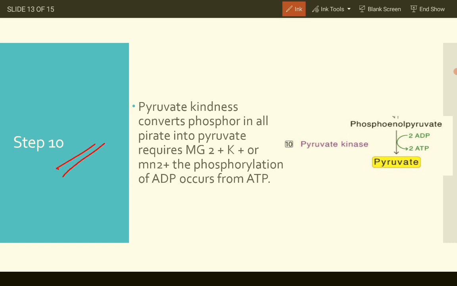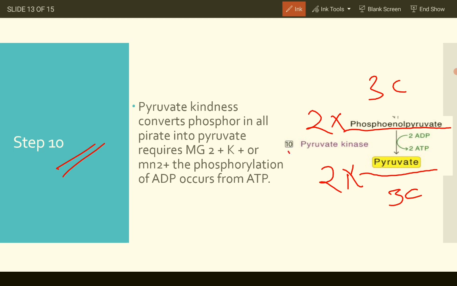Now step 10, or the final step, is where phosphoenolpyruvate is converted into pyruvate. Two molecules of phosphoenolpyruvate are converted to two molecules of pyruvate, both of which are 3 carbon molecules, right? This occurs through the enzyme pyruvate kinase, and as you can see, one phosphate is being removed. Here is phosphoenolpyruvate, and this is just pyruvate. So phosphate is being removed, 2 phosphates, because there are 2 molecules of phosphoenolpyruvate. So 2 ADP are being converted to 2 ATP, right?